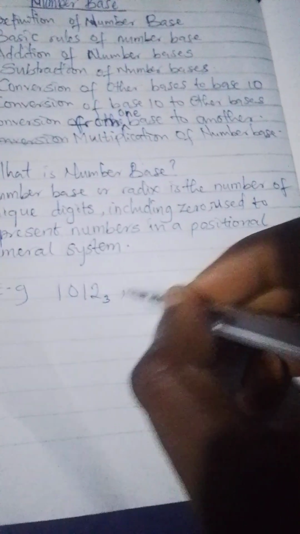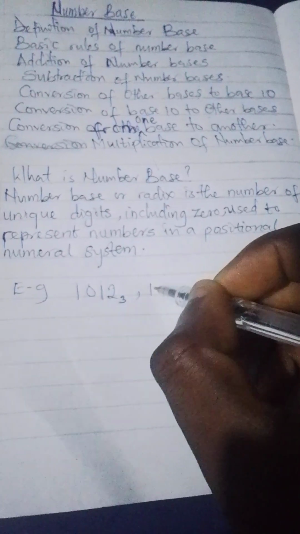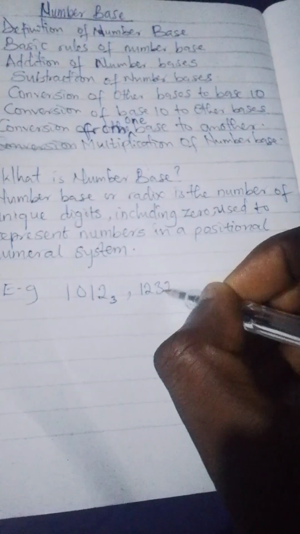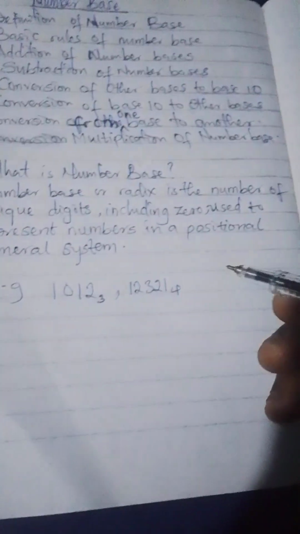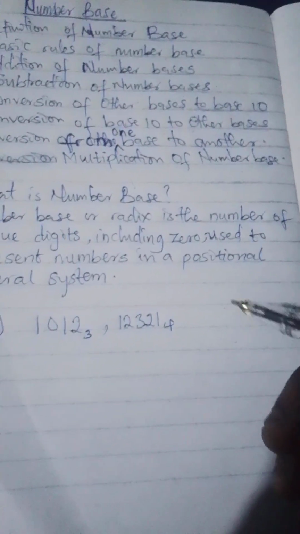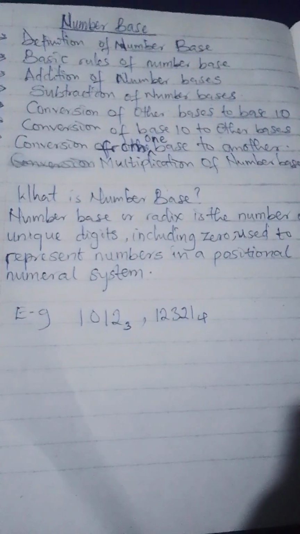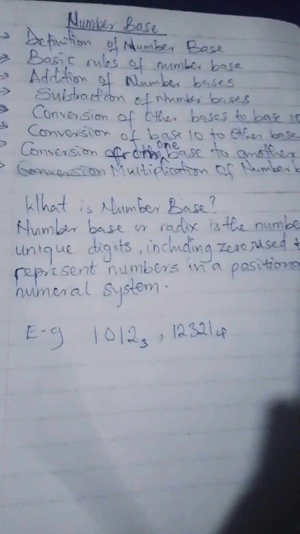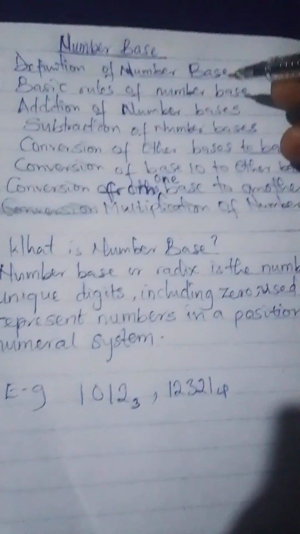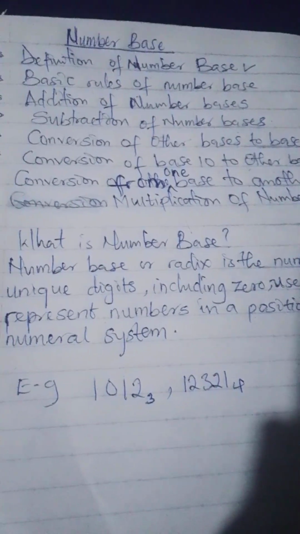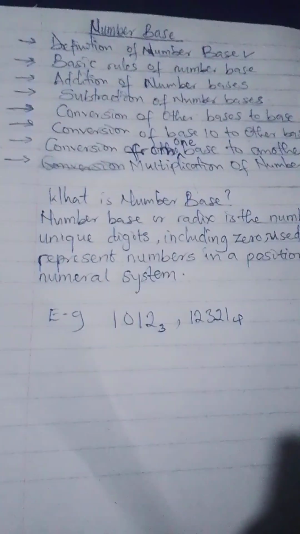We have more examples like 1321 base 4. You understand? So these are examples of number bases. Now we have finished outline number 1, the introduction to number bases. I'm moving to the next one, which is the basic rules of number bases.